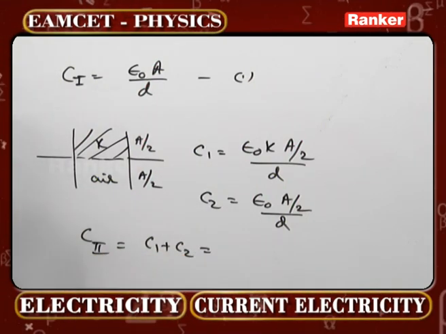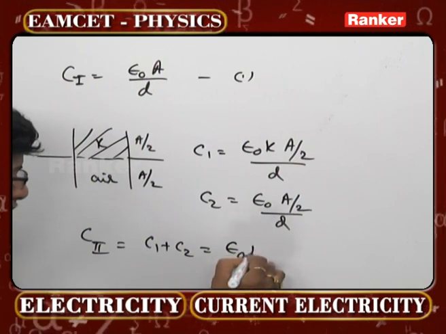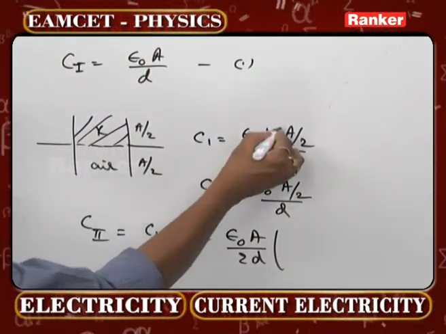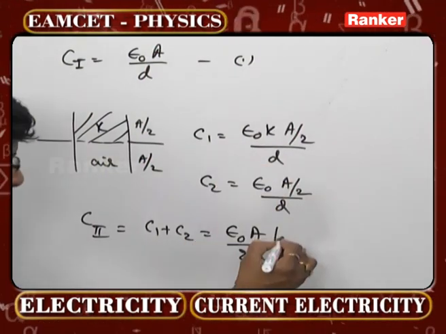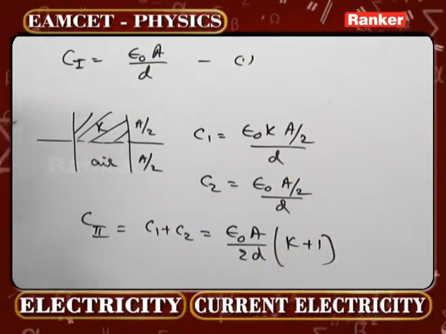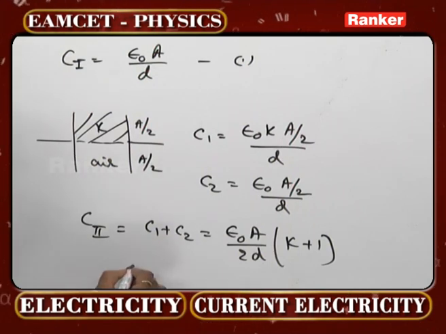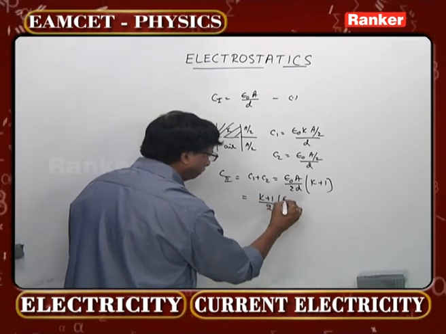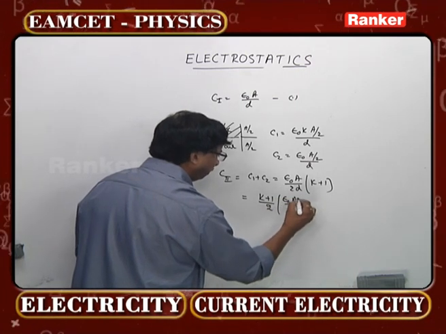C1 plus C2. What to write now? Epsilon naught A by 2D, you take common. Epsilon naught A by 2D, if I take common, K plus 1 is what is left over. So can't you just write the same thing this way? K plus 1 by 2 times epsilon naught A by D, please.